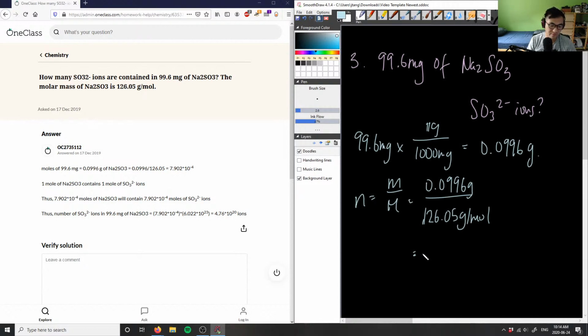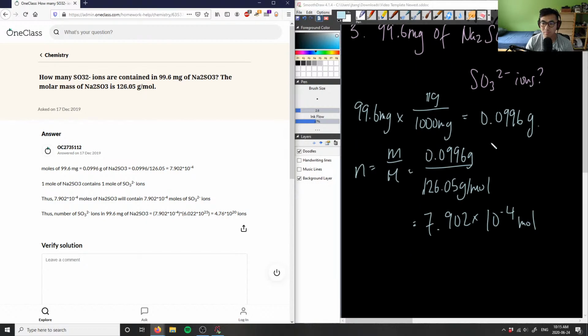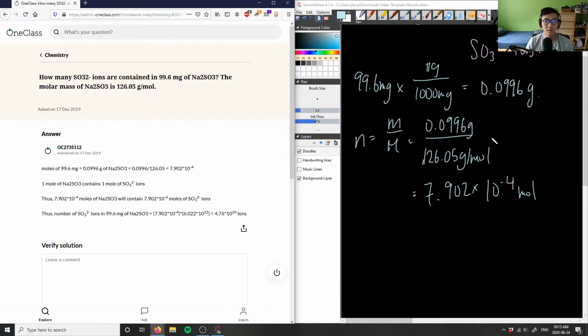That'll give us a value of 7.902 times 10 to the negative 4 moles, which is exactly what they have here, which is good. So we're on the right track, and they're on the right track as well, except they didn't include the units here, which is unfortunate.